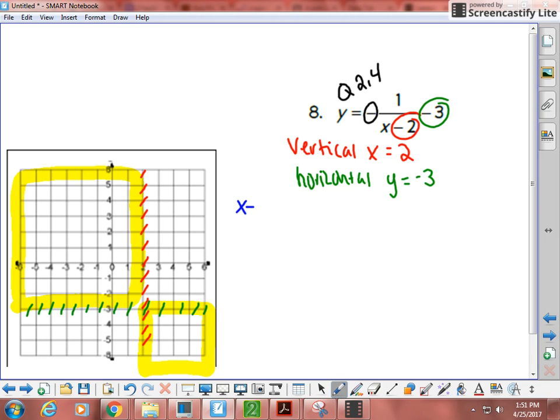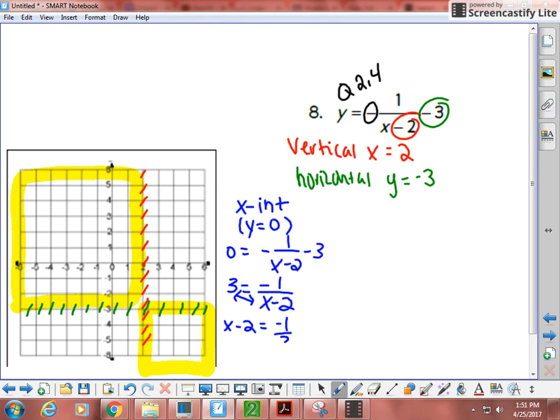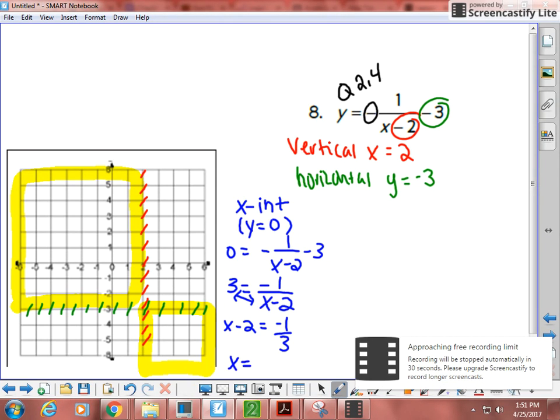So starting off with my x-intercept, which means y equals 0. I plug that in. So the negative of 1 over x minus 2 minus 3. Add the 3 to the other side. I'm going to go ahead and move the negative sign up to the top just so it doesn't get lost anywhere. Then I'm going to flip-flop these. Negative 1 over 3. Add your 2 to the other side. And for that one, I get 1.66.